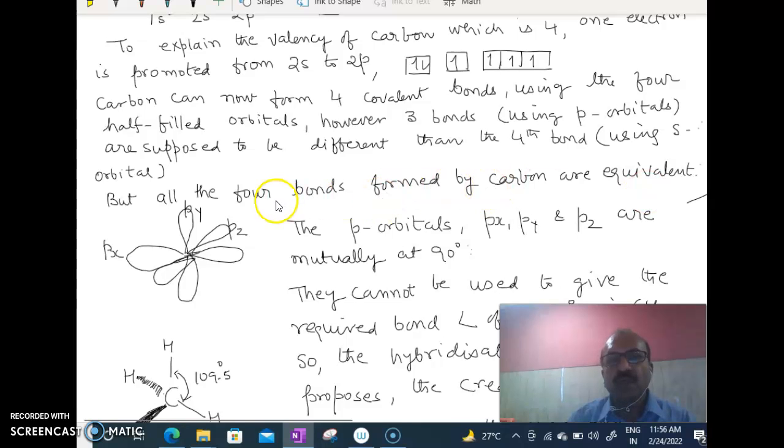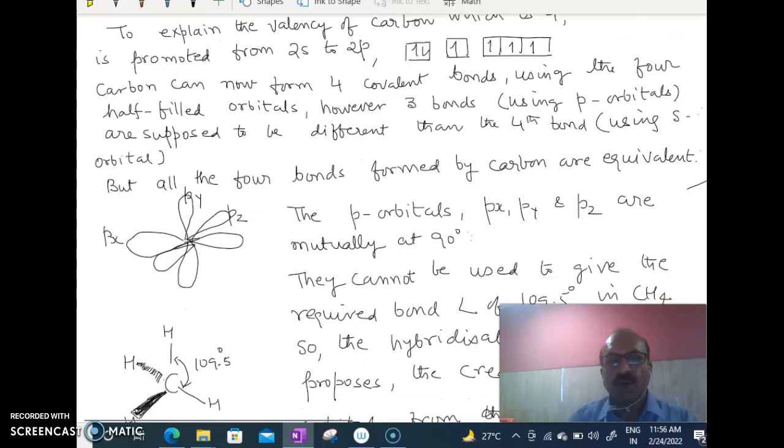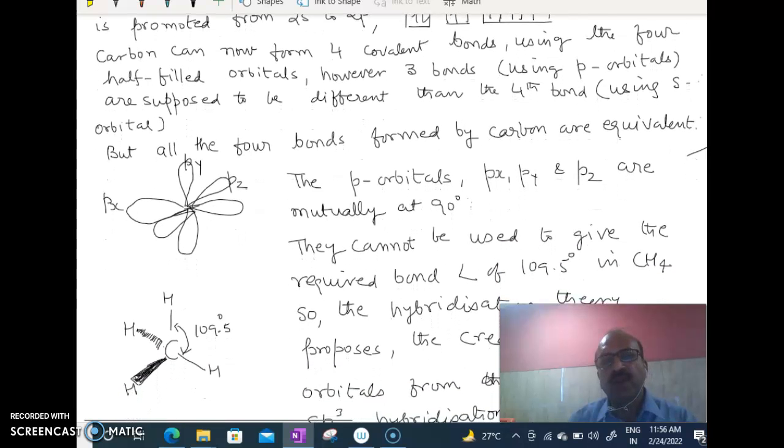Now we have to somehow explain why the 4 bonds of the carbon are equivalent. At the same time, we have to explain the bond angles, because the bond angles formed in methane, as you are aware, are 109.5 degrees, that I have shown in this diagram, that the 4 bonds all are equivalent to one another and the bonds make an angle of 109.5 degrees.